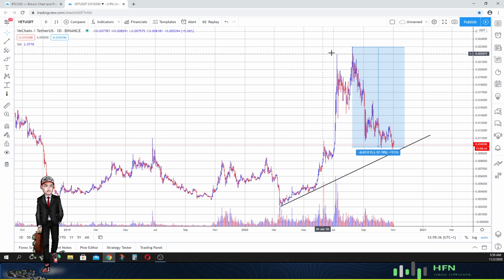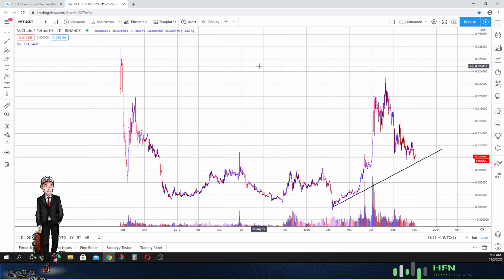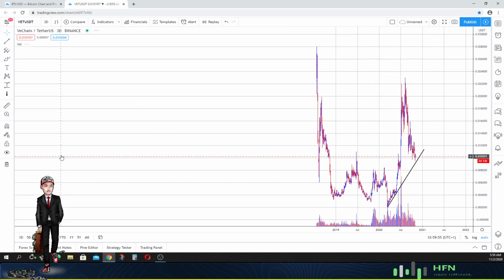Okay, so let's go ahead and get rid of this. We identified that VeChain is still in the uptrend, right? We haven't broken this ascending line to the downside, so it still has a little bit more breath in its lungs to try to continue to stay above water, period. Now, let's see how the market looks on the 3-day.